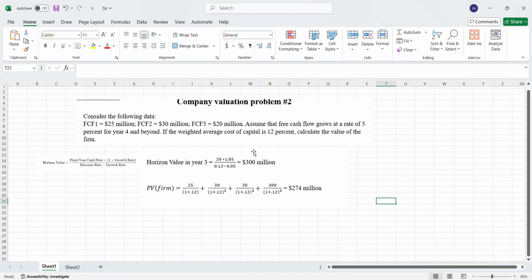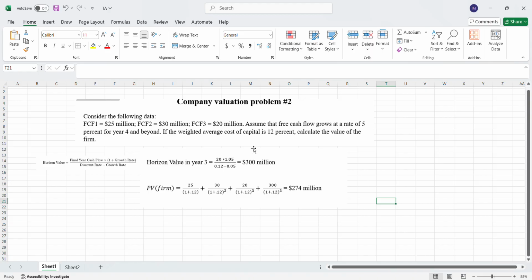As I said, we need the free cash flow for each year, and we have the first 3 years of free cash flow: 25, 30, and 20, as you can see. The weighted average cost of capital is the discount rate, so we discount by 12% for each year. This is for the first year, this is for the second, and the third year. Then there is the horizon value at the end of the period. So there is a terminal value, right?